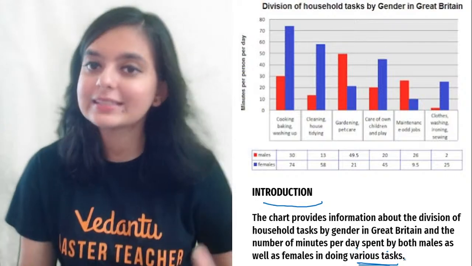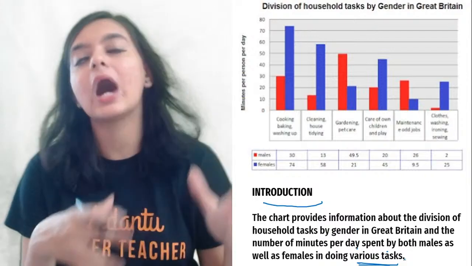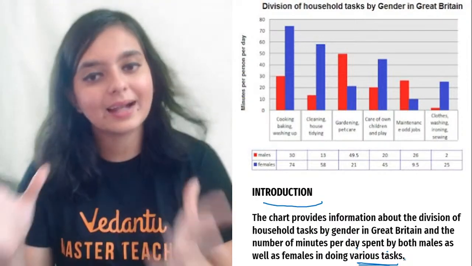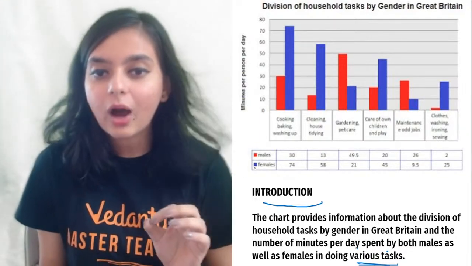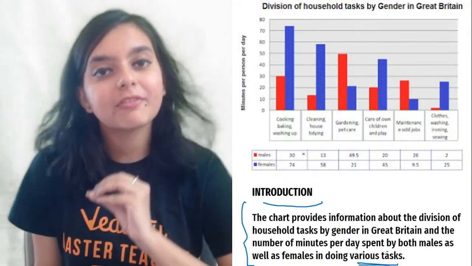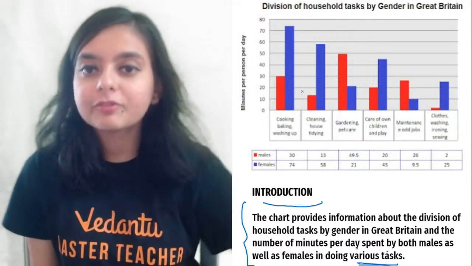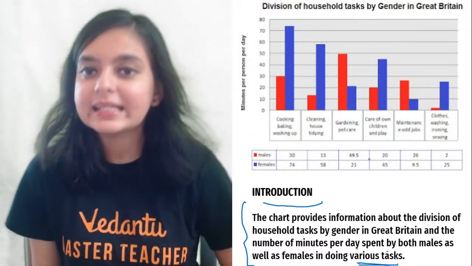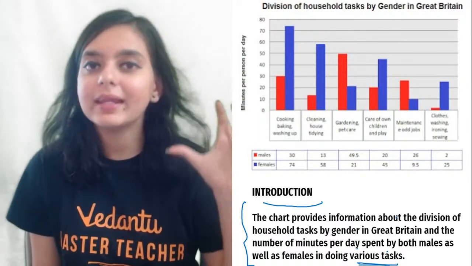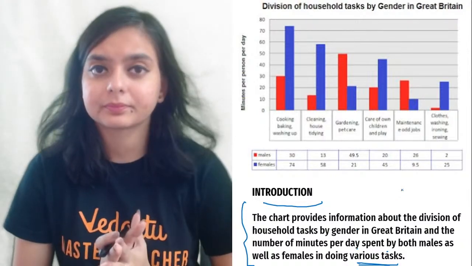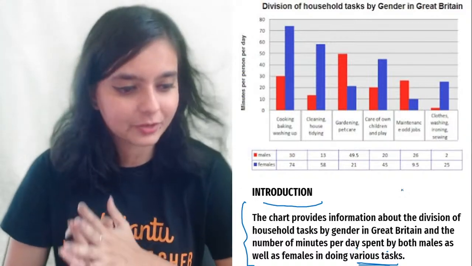So out of these various tasks, we have to show how much of the household task is done by males and how much is done by females. That is what the graph is showing. So this is what we have written in the introduction part, and see how crisp the introduction is, but still we have not missed out on any single fact. All the information which can be seen, the overview of the entire graph, is presented in just a single line, in a very crisp manner, in a very comprehensive manner, and in simple language. This is how you need to write an introduction.